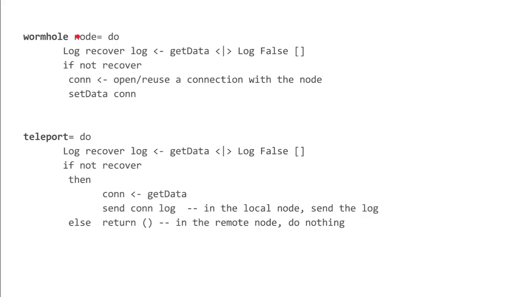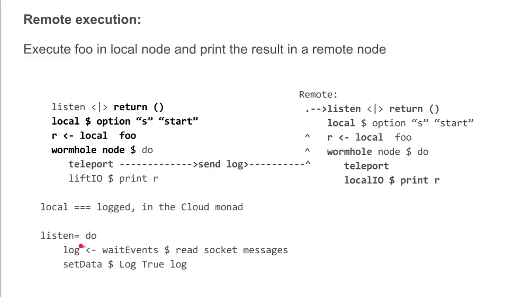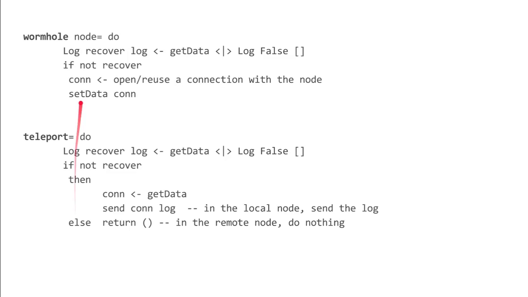What we see is what local and listen do: simply connect, or use a connection with the node that we intend to connect to, and set the connection data. All of this only happens when we are in the local node. If we are in the remote node, we do nothing.